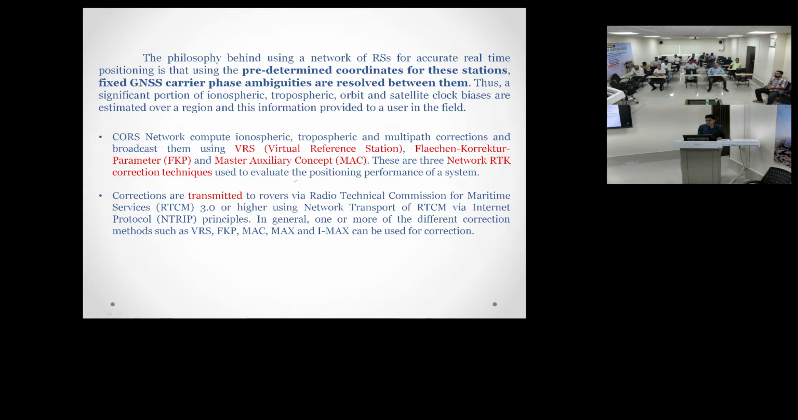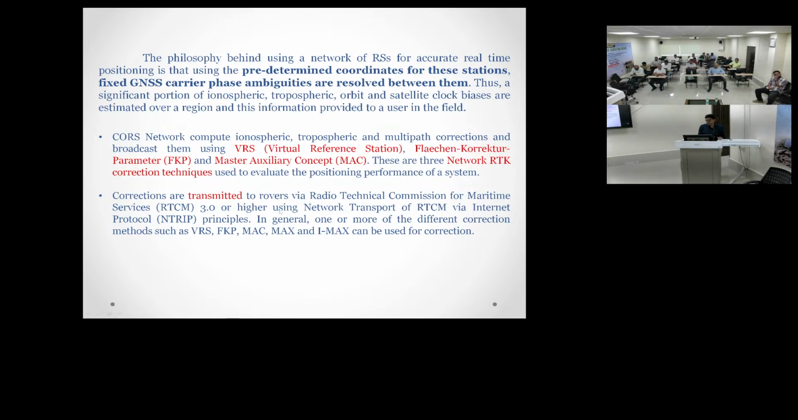Thus, a significant portion of ionospheric, tropospheric, orbit and satellite clock bias are estimated over a region, and this information is provided to the user in the field. The CORS network computes ionospheric, tropospheric and multipath corrections and broadcasts them using VRS. These are the three network RTK correction techniques used to evaluate position performance of a system.